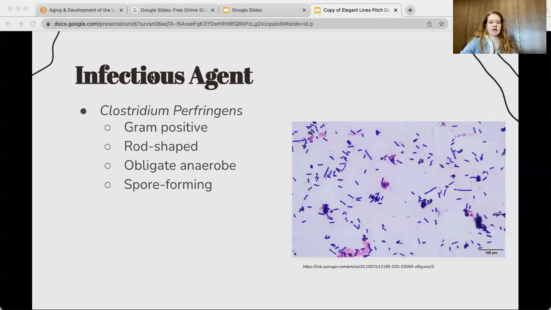So this bacteria is present in nearly all types of soil and in the gut of almost every animal, and it's associated with decay in organic matter. And it's going to be gram-positive, rod-shaped, spore-forming, and an obligate anaerobe. And these two things are really important to the pathogenesis of the bacteria.